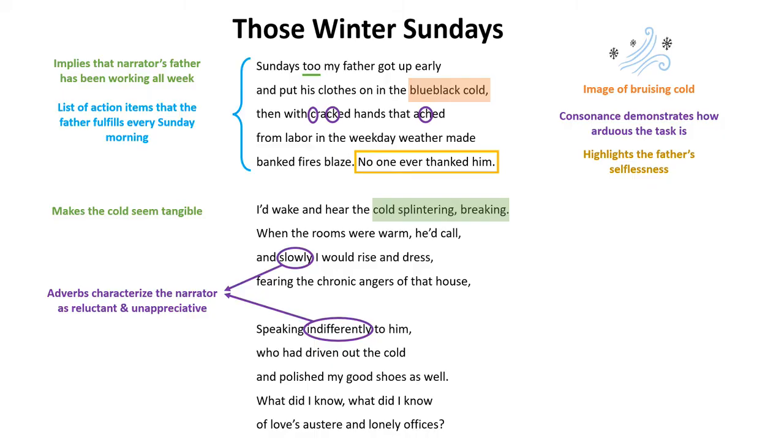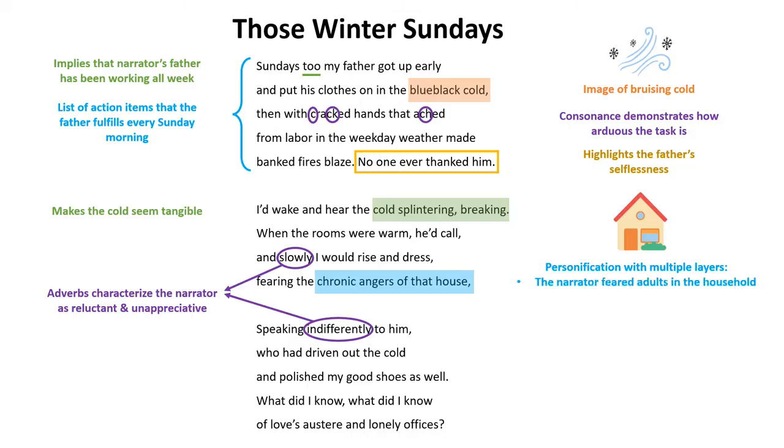Later, the narrator personifies the house by mentioning its chronic angers. There are multiple layers within this literary device. This reference to chronic anger could mean that the narrator fears adults in the household because they seethe in their own anger. Or it could mean that the family constantly faces issues in this old house, which probably needs a lot of repair.